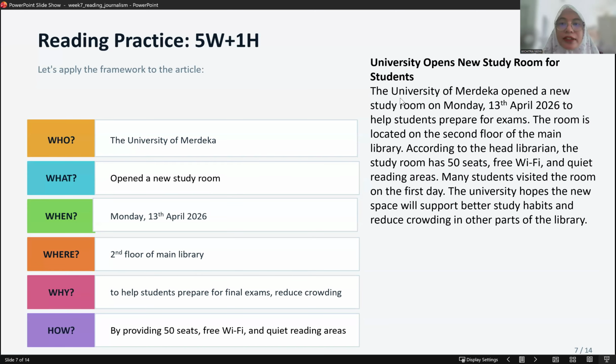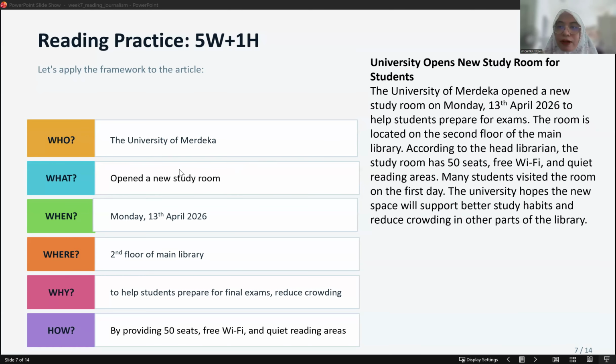Okay, so let's practice. Here I have a very short article. If you read the article: Your University Opens New Study Room for Students. The University of Merdeka opened a new study room on Monday, 13th April 2006 to help students prepare for exams. The room is located on the second floor of the main library. According to the head librarian, the study room has 50 seats, free Wi-Fi, and quiet reading areas. Many students visited the room on the first day. The university hopes the new space will support better study habits and reduce crowding in other parts of the library.